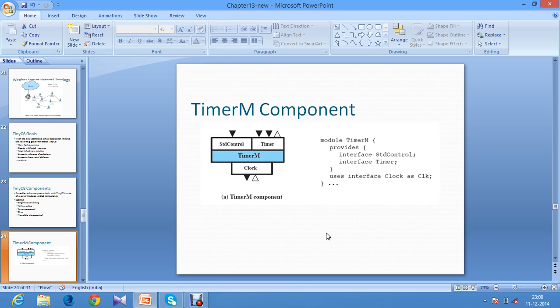Next one is the TimerM component. All components in a TinyOS configuration have the same structure, as in the example shown here. The standard box in the diagram indicates a component, which is treated as an object that can only be accessed by defined interfaces, indicated by white boxes. The component may be hardware or software.